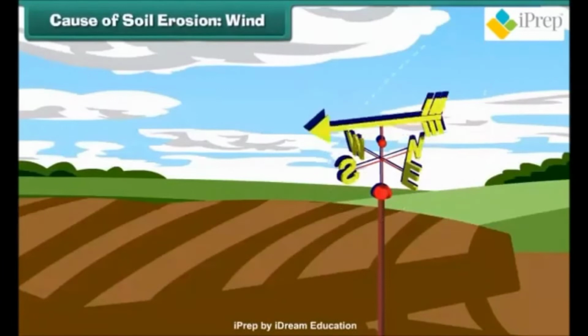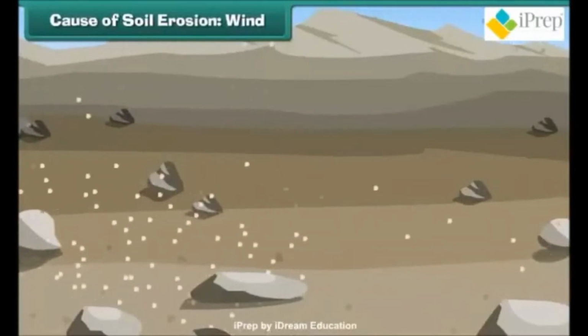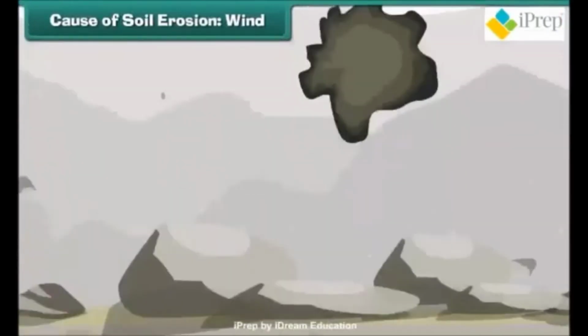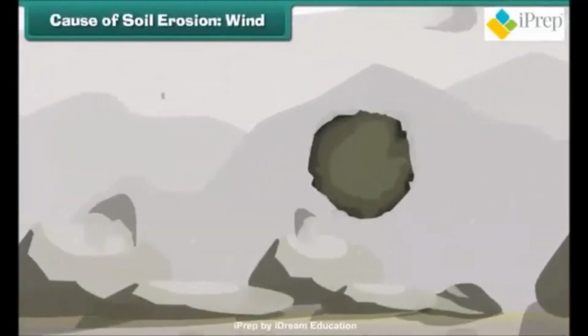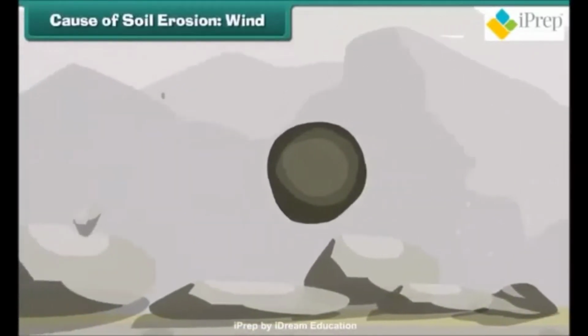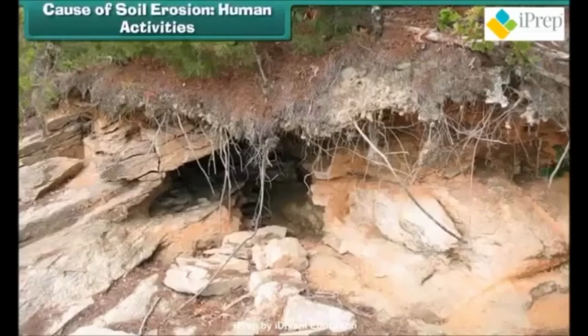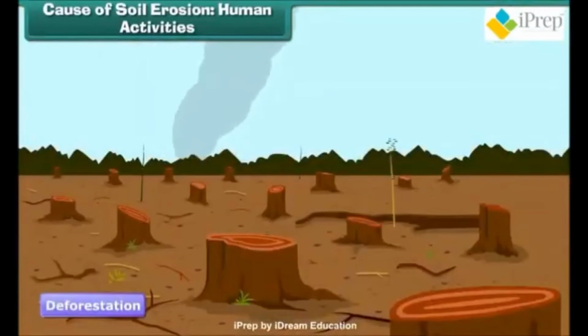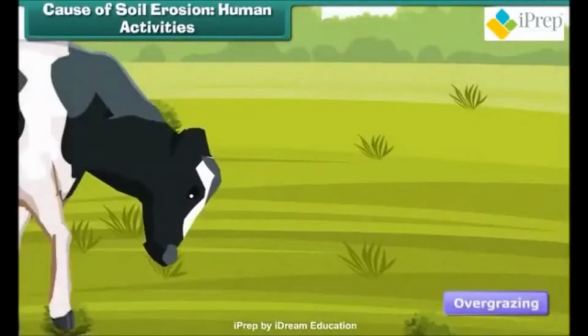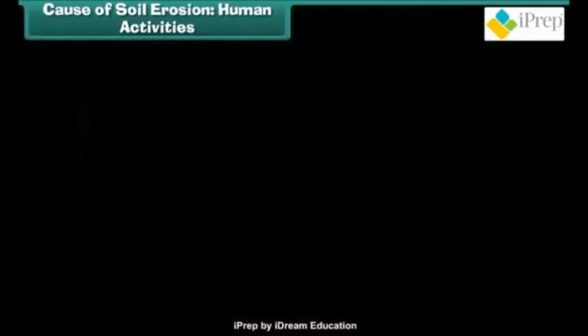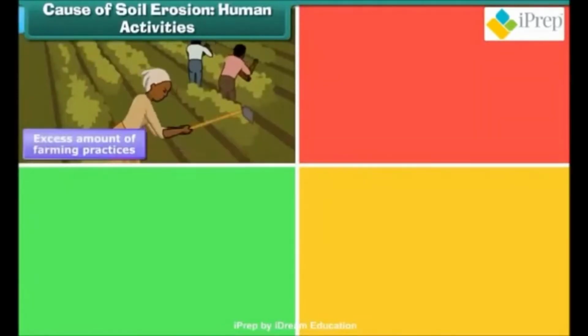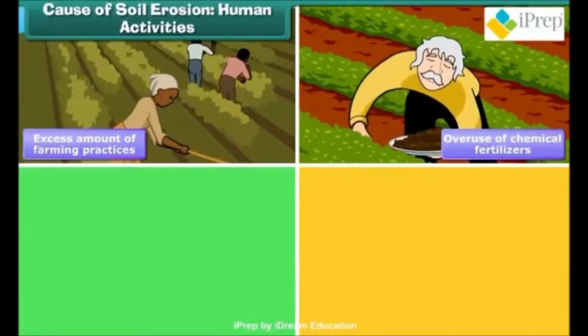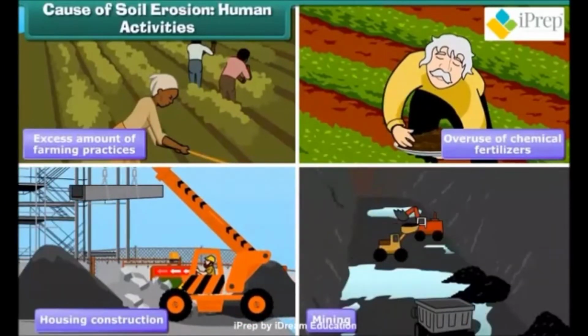The other agent responsible for soil erosion is the wind. Wind picks up the finer soil particles and takes them to another location. During storms, the heavy wind takes away the bigger soil particles to a distant place, and that causes soil erosion. Though soil erosion is in itself a naturally occurring process, in many cases it is increased by human activities. Some of these include deforestation, overgrazing by animals, improper or excessive farming practices, trail building, overuse of chemical fertilizers, housing construction, mining, etc.